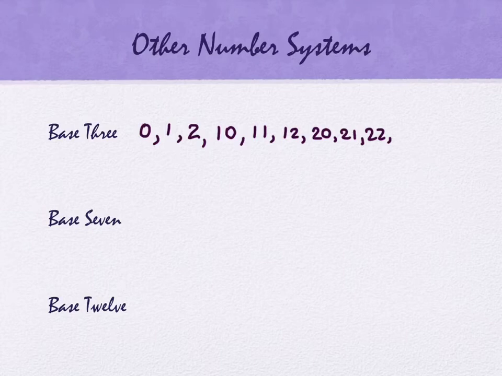That's it for all 2-digit numbers. There are no more 2-digit numbers in base 3. What would come next? There's no 3s. 1, 0, 0. A 3-digit number. Maybe that's what you meant. You'd have to have 3 digits. Yeah, you would. Good job.